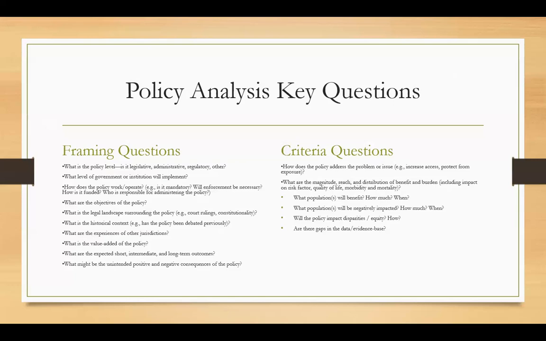Okay, criteria questions. How does the policy address the problem or issue? Does it increase access or protection from exposure? What are the magnitude, reach, and distribution of benefits and burdens? What populations will benefit? How much and when? What populations will be negatively impacted?